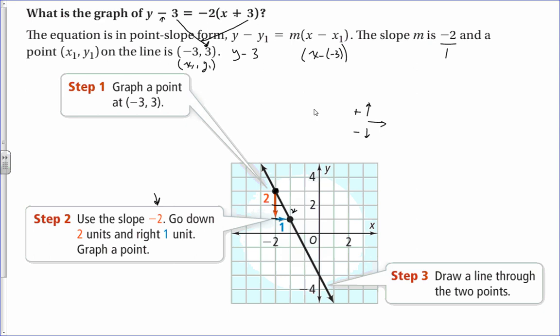So it's important to make sure that you either go up and to the right or down and to the right. As long as you always move in the horizontal direction to the right, positive you go up, negative you go down, you should be all right plotting your points using your slope and getting the correct slope.